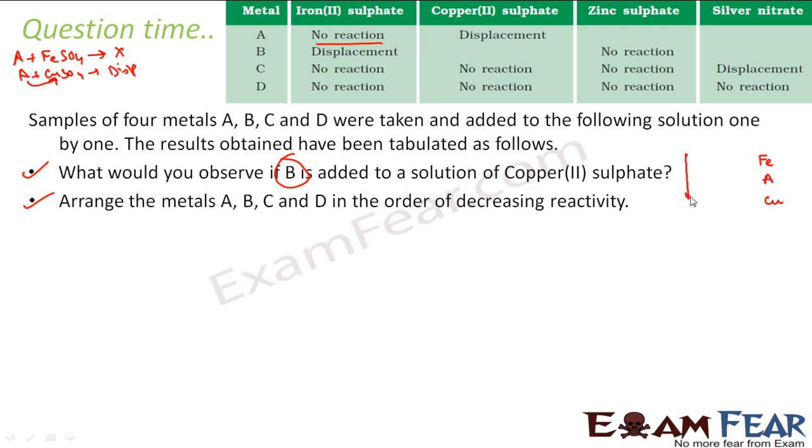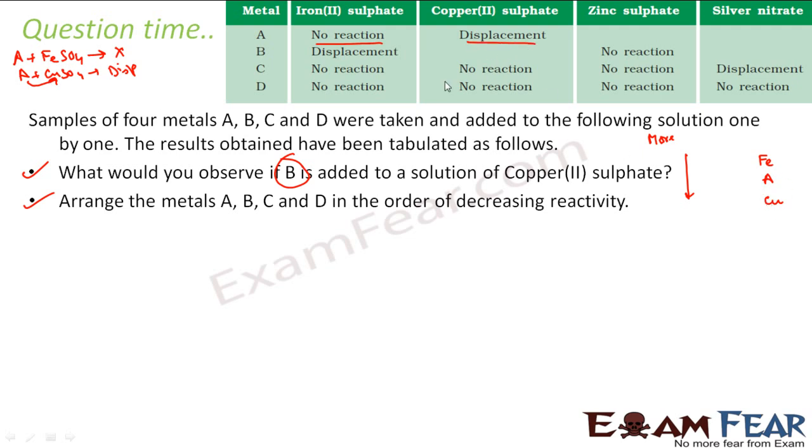So this is my reactivity series, right? This is more reactive to less reactive. So since A was not able to displace iron, that is iron is more reactive than A. But A was able to displace copper, so A is more reactive than copper.